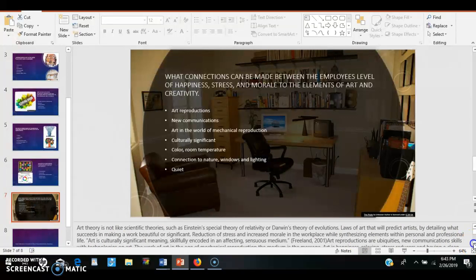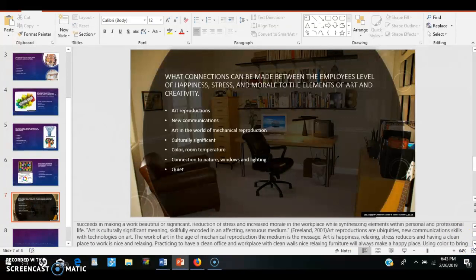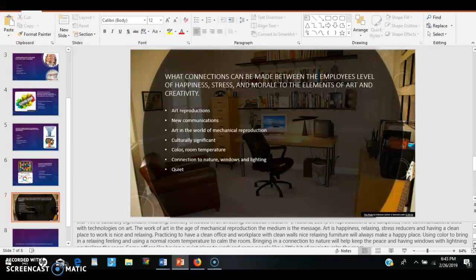Art reproductions are unique to new communication skills with technology on art. In the world of art in the age of mechanical reproduction, the medium is the message. Art is happiness, relaxing, a stress reducer, and having a clean workplace is nice and relaxing.